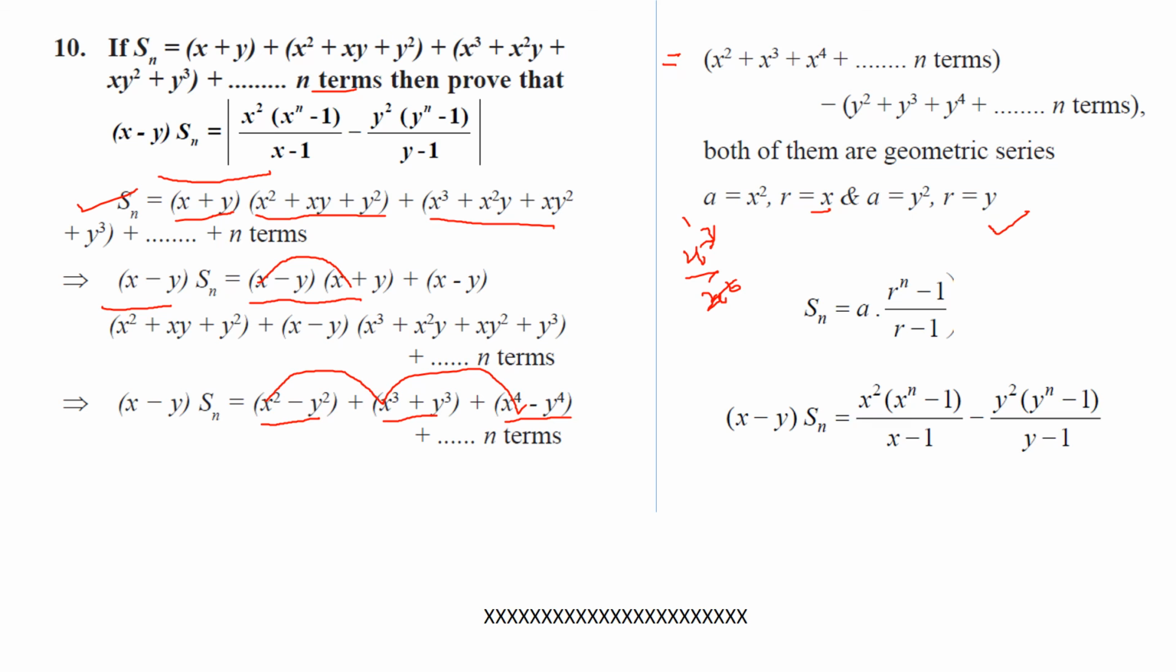Here Sn equal to, you use this formula, Sn equal to a into (r power n minus 1) by (r minus 1). So you can write it as (x minus y) into Sn. What is a? x squared into x power n minus 1 by x minus 1, r is x, minus y squared, here second a is y squared into y power n minus 1 by y minus 1. Therefore, LHS equal to RHS. That is proved.